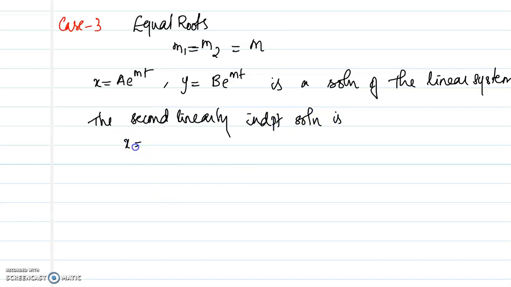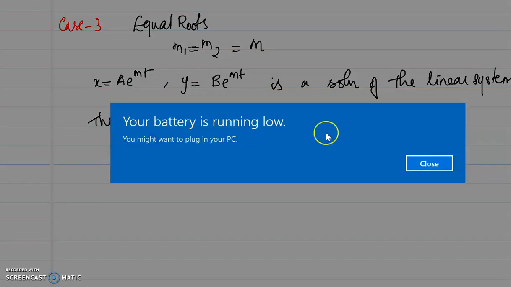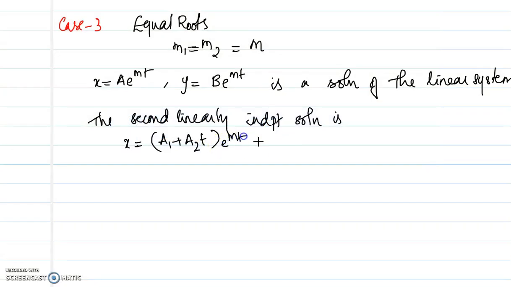x equal to a1 plus a2t e raised to mt, and y will be equal to b1 plus b2t e raised to mt. Now we need to find the values of a1, a2, b1 and b2 such that it satisfies the given linear system. For that we will substitute the value of x and y into the given equation. Then solving, we will get the value of a1, a2, b1 and b2. So that will give us the value of the second solution.